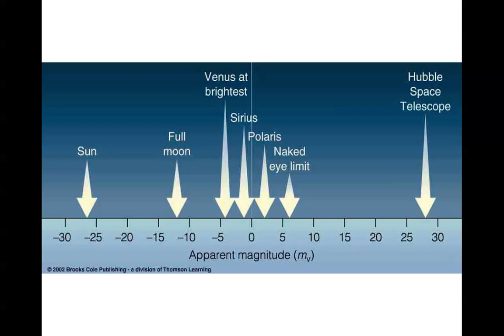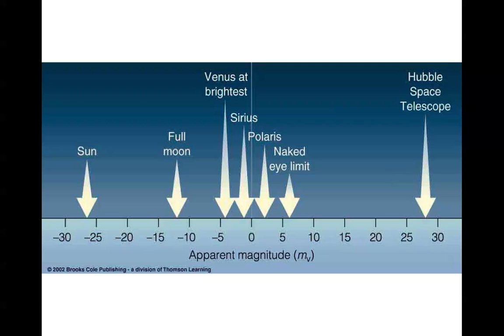This is kind of what the sky looks like. The sun has an apparent magnitude of about -27. The full moon about -12. Venus at its brightest is about -4. The very brightest star, Sirius, is about -1. And with your unaided eye, here called the naked eye, the faintest things you can see on a very dark night are about 6th magnitude.